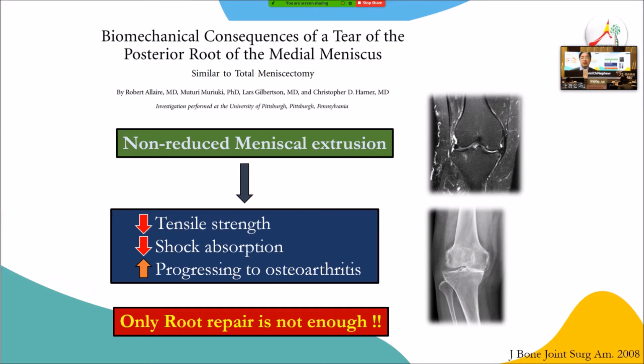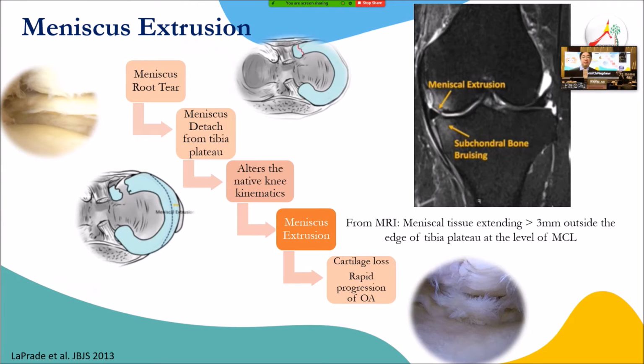They found that if you have the root tear, it's similar to having a total meniscectomy. That's important, and the meniscus extrusion is the key. If you can reduce this extrusion, you restore the tension strength and shock absorption, and also reduce the progression to osteoarthritis. So only meniscus root repair is not enough. Believe me.